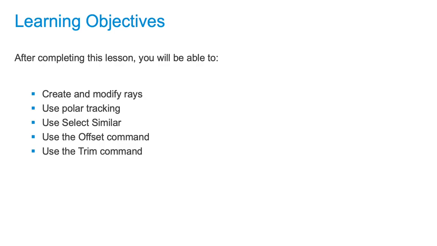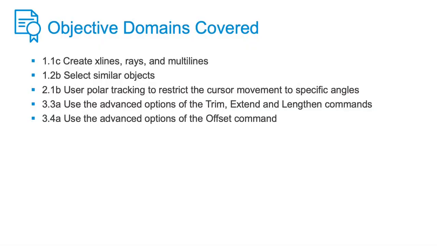We're going to learn how to create and modify rays. A ray is a type of construction geometry. It's different from an X-line in that it only has one endpoint, and the second point goes on to infinity. We'll be placing rays using polar tracking and then offsetting some circles. We'll trim the rays and then place them on the correct layer.